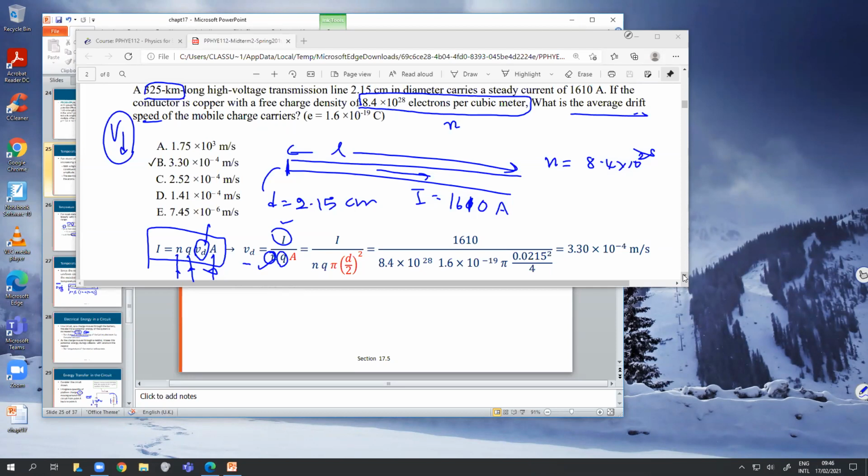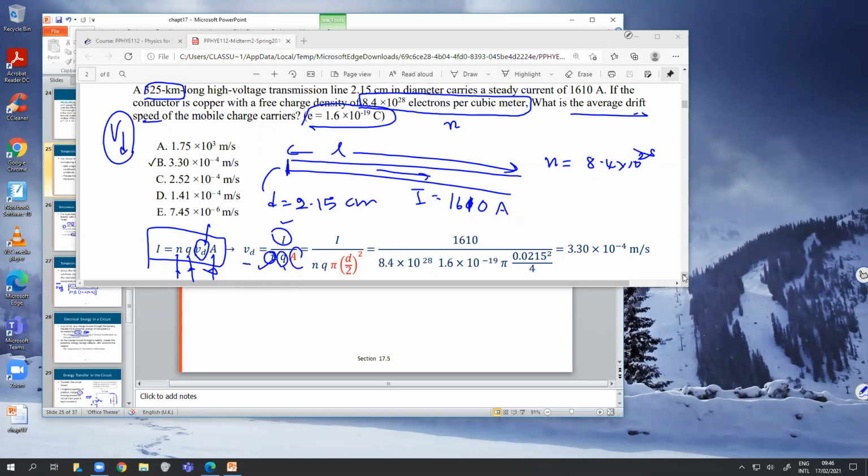What is the charge carrier in a conductor, a metallic conductor? Electrons. The charge density is given for those mobile charge carriers, which are the electrons. So what you should substitute for Q, which is not apparent here, is given in the parenthesis. So you put that Q.